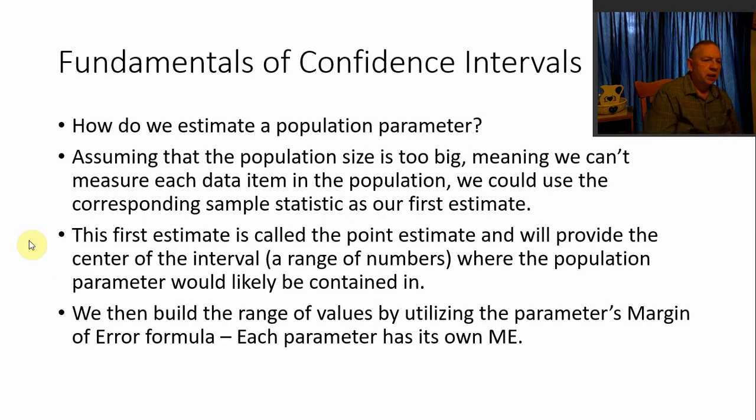Okay. So the point estimate provides the center of the interval, a range of numbers where the population parameter would likely be contained. We then build the range of values by utilizing the parameter's margin of error formula. Each parameter has its own margin of error. This is like a cookbook. You're going to do a plain white cake, and you can't go, well, all I know is my chocolate cookie recipe, and throw everything in there. You've got to go to your recipe book. I'm talking about a white cake. Find me the white cake recipe. And that's what you follow.